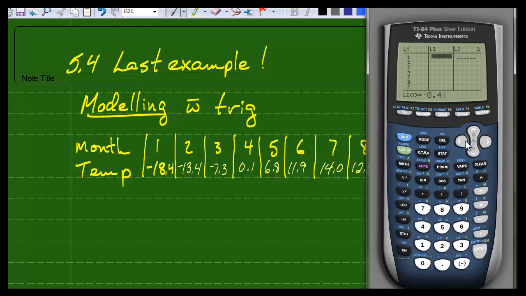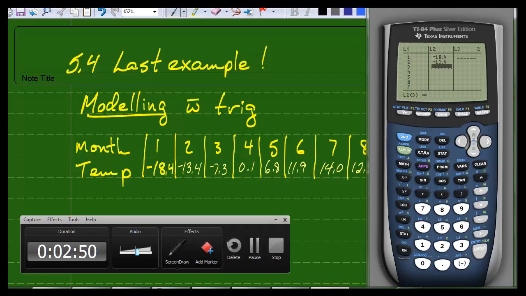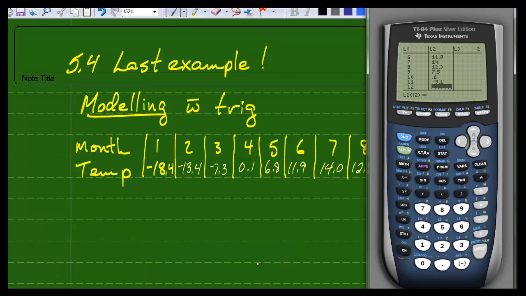-18.4, -18. Be careful about making sure you get the right numbers in there, otherwise it throws everything off. Enter, and -13.4, enter, all the way down to -15.7. So at the end, anytime you fill lists up like that, you want to make sure that your last two pieces of data match up. If there's a discrepancy, then things don't work out.